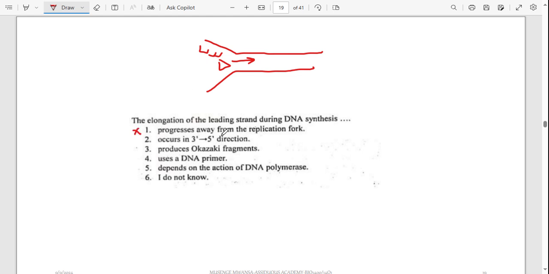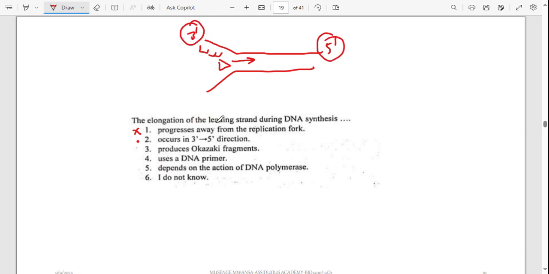Occurs in the 3' to 5' direction. Elongation is going to read the chain running from 3' to 5'. That is how we are going to be going. But let me put a dot. But the new strand, so you need to be careful for this one. If they're talking about the new strand, it will be formed in the 5' to 3'. We're talking about the strand that we are looking at. We are going from 3' to 5'.